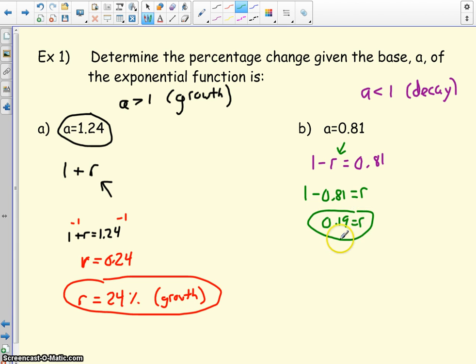Okay, so it's decaying, so it's a decay rate of 0.19, which when I turn into a percentage is going to be 19%. So I have 19% decay, represented by a base of 0.81.